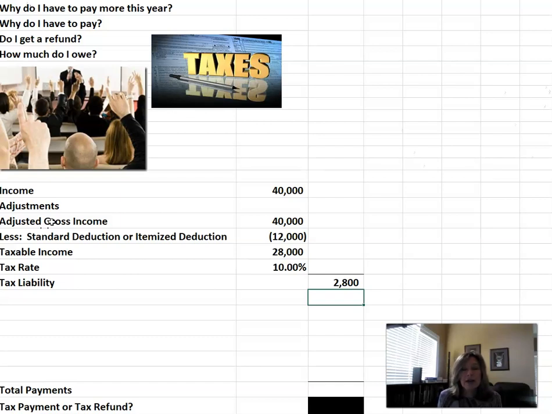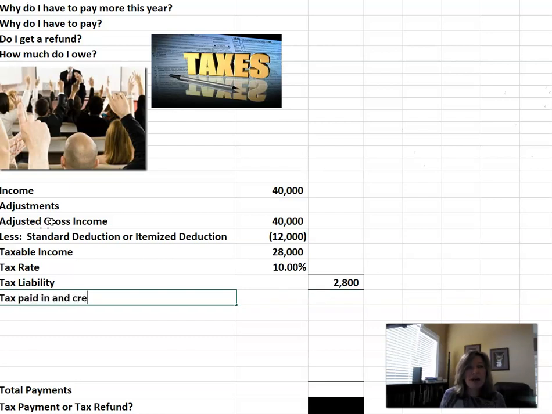To find out whether or not we have a refund or tax due, we just need to see how much in payments or credits we have. All right, so where can that come from? Well, basically from our tax paid in and credits. The place that we look to most often for tax paid in is our withholdings.